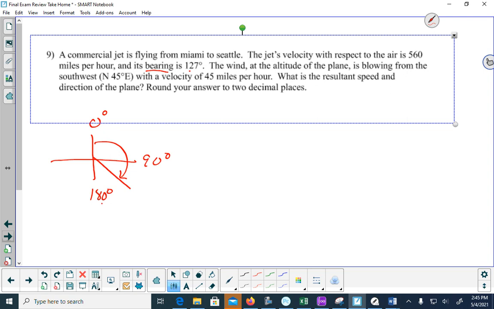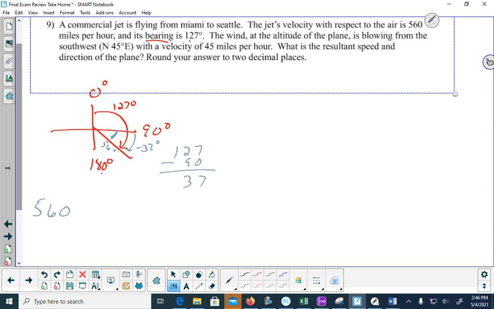And this whole angle is going to be 127 degrees. In order to find the proper vector, I need this angle right here. So what I do is I take 127 and I subtract 90. And when I do that, I get 37 degrees, but since it's 37 down, this is going to be a negative 37 degrees. So to find this vector that is representing my plane that's going at a speed of 560 miles per hour, I'm going to take 560 and multiply it by the cosine of negative 37 degrees, sine of negative 37 degrees.